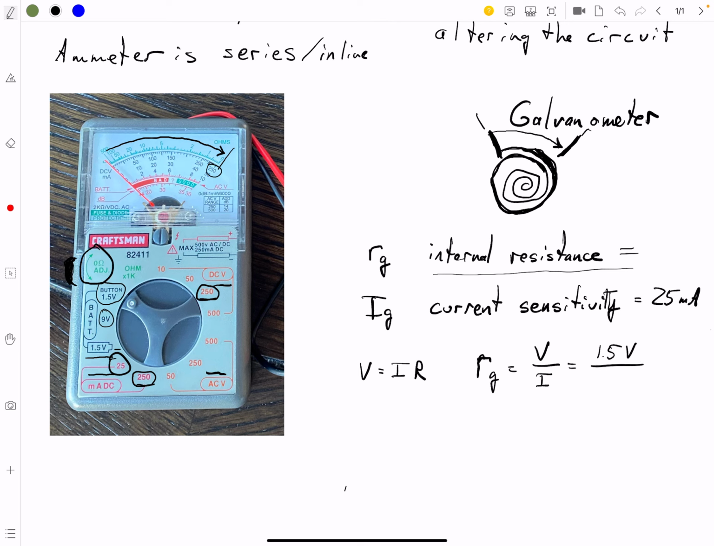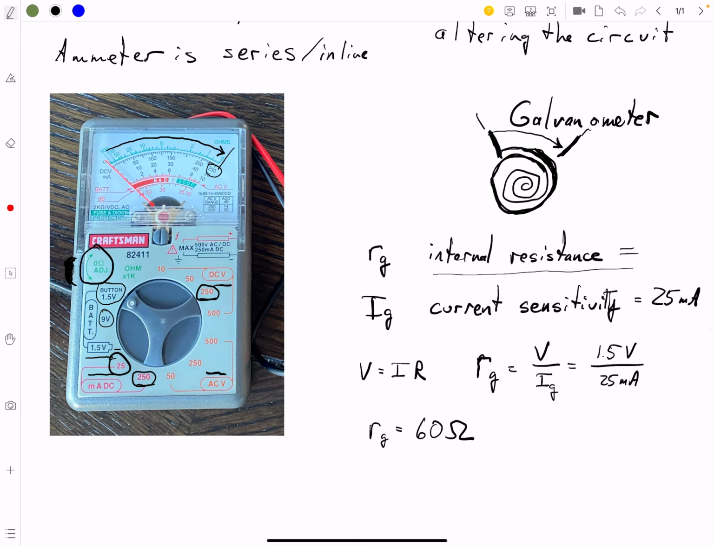So if we come down here and put our current sensitivity of 25 milliamps, then our RG is equal to 60 ohms. That's quite high, and I'm pretty sure that it's a lot less than that, maybe closer to 10 ohms, but that's neither here nor there. We're going to use 60 ohms for all of our sensitivity on this. Okay, so we want to measure.